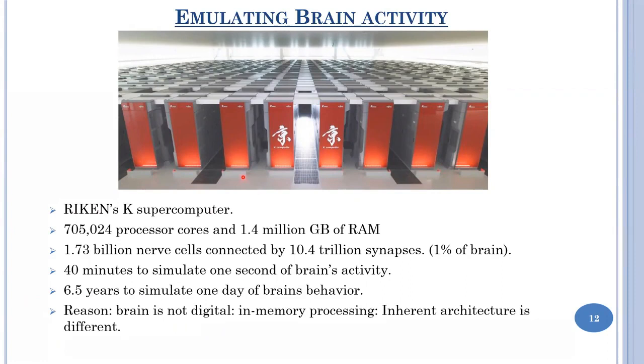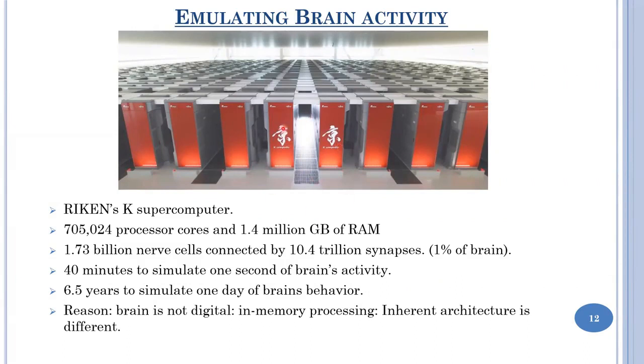The reason is very simple: the brain is not digital. It's pretty much analog, and there is in-memory processing. Even this Riken's K computer is a von Neumann architecture, where memory and processor are separate blocks, unlike your human brain, where your memory and processor are at the same place. So the inherent architecture is different, and you cannot expect this architecture to perform as well as your human brain.